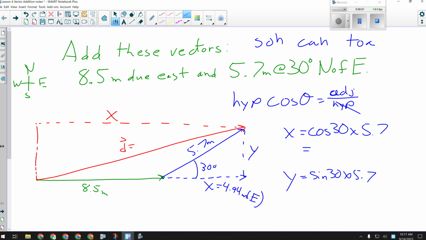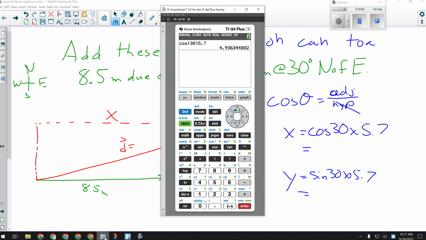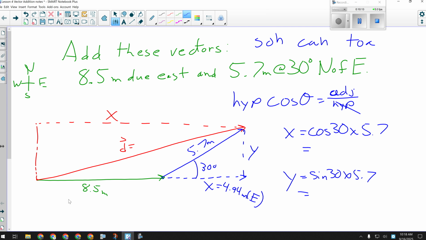2.7, no, I'll just put it in the calculator. I'm not mathing this morning because I forgot to bring my coffee in until just now. That's my excuse, and I'm sticking to it. Okay, 2.85. That's what I was going to say. Okay, 2.85 meters north.